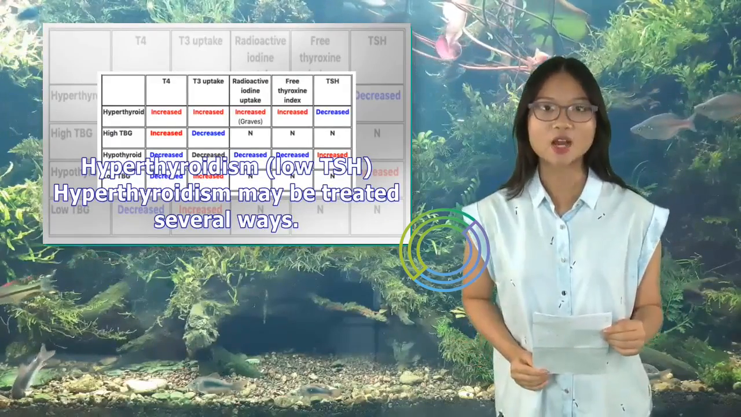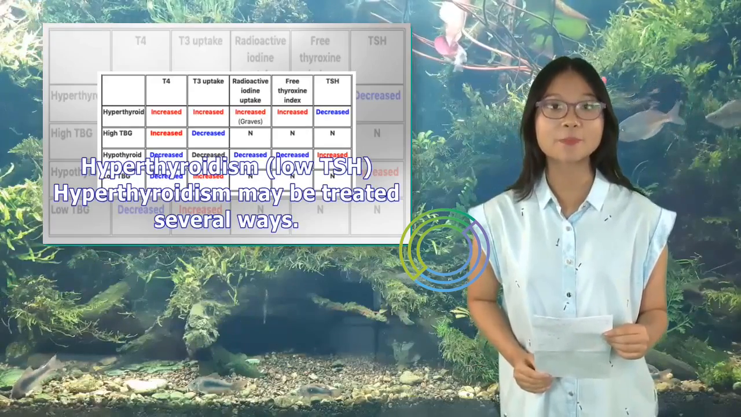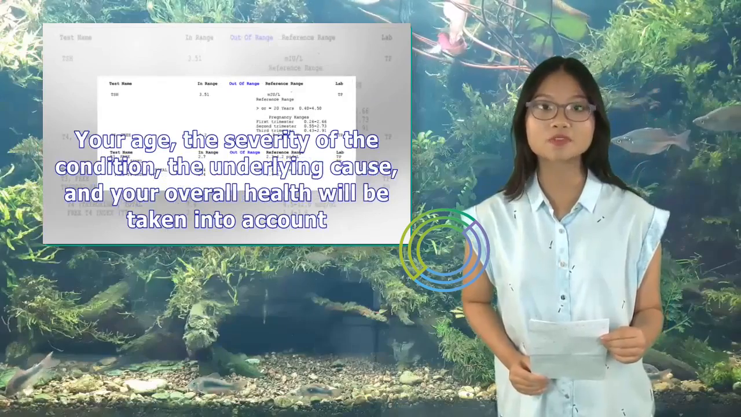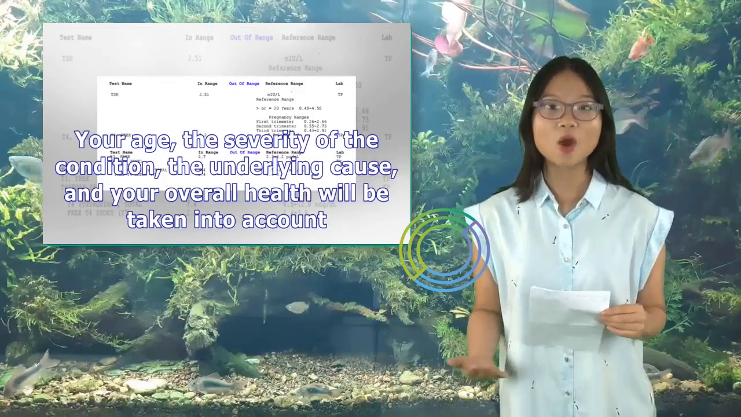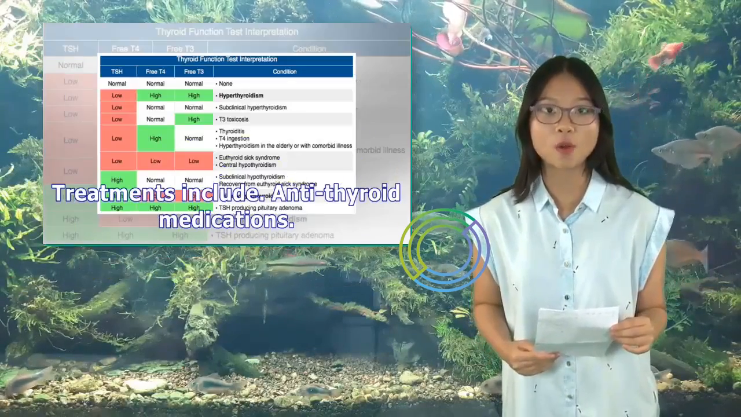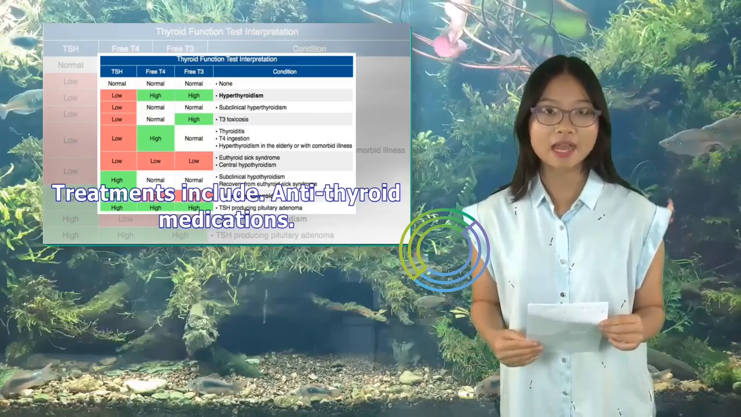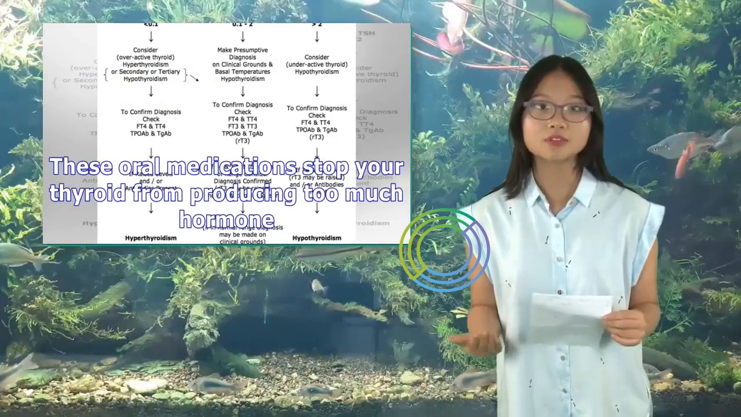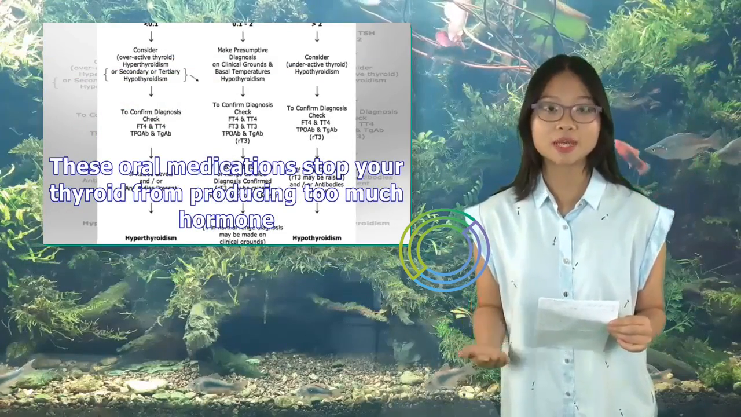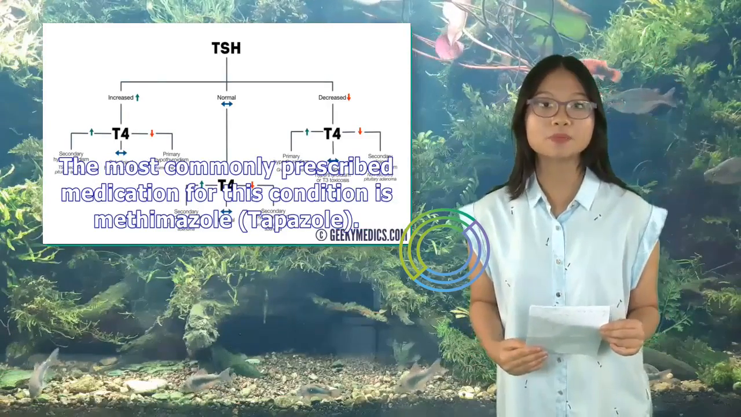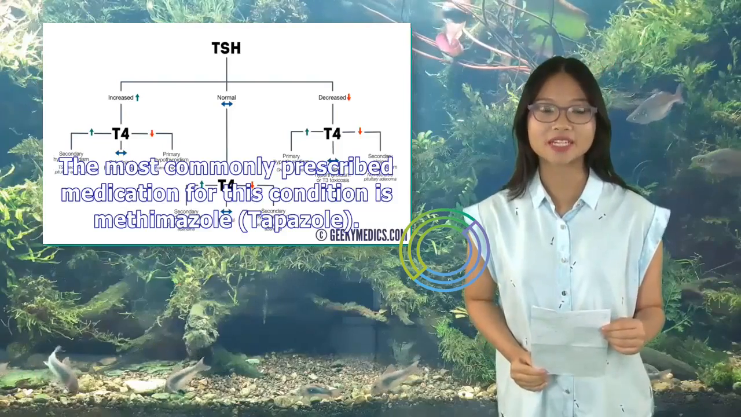Hyperthyroidism. Low TSH hyperthyroidism may be treated several ways. Your age, the severity of the condition, the underlying cause, and your overall health will be taken into account. Treatments include anti-thyroid medications. These oral medications stop your thyroid from producing too much hormone. The most commonly prescribed medication for this condition is methimazole, Tapazole.